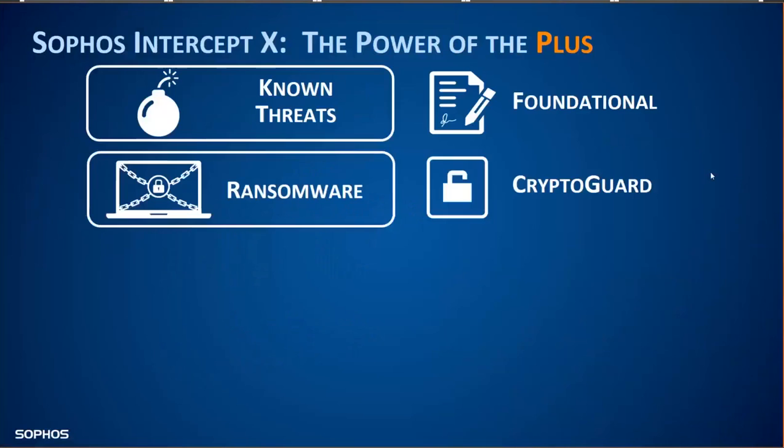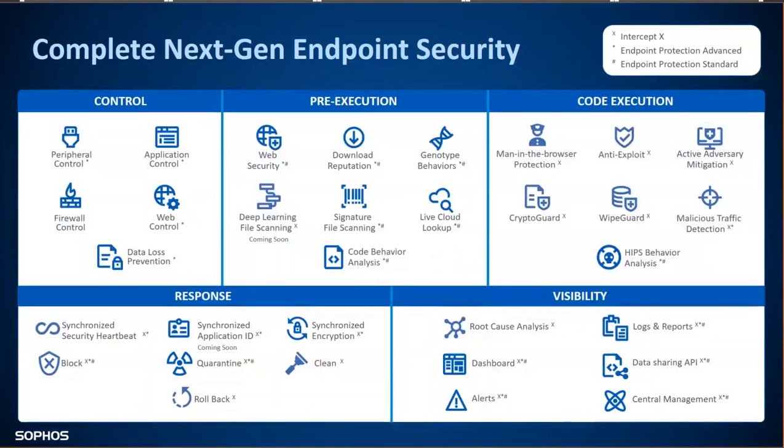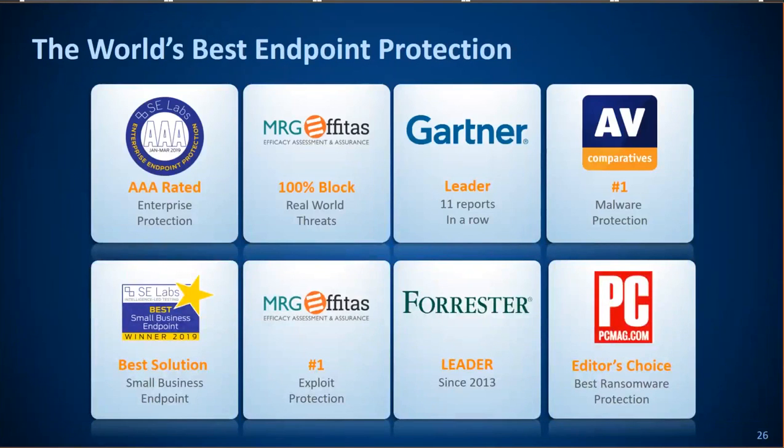Okay, so that's why we call it the power of plus. We have all this foundational signature set. We have CryptoGuard for ransomware. We have deep learning for zero-day threats, and we also have anti-exploit for exploit techniques, right? So in a way, we have bundled the entire solution where we can control, we can do pre-execution and code execution, and we can give you the response and visibility, right? That's why Sophos Intercept X is rated number one by third-party analysts, right?